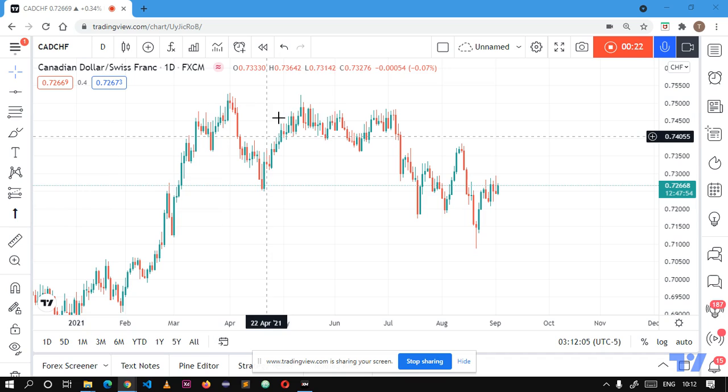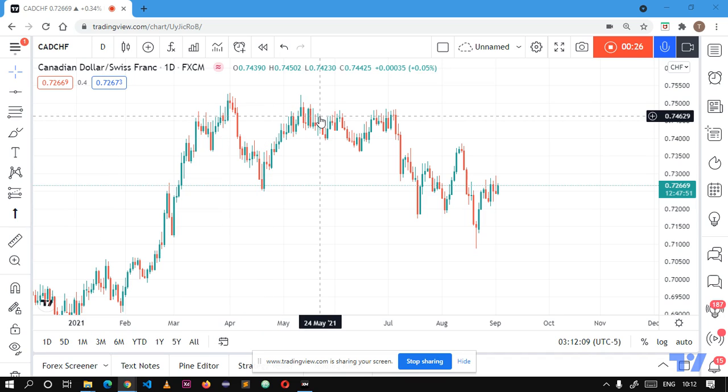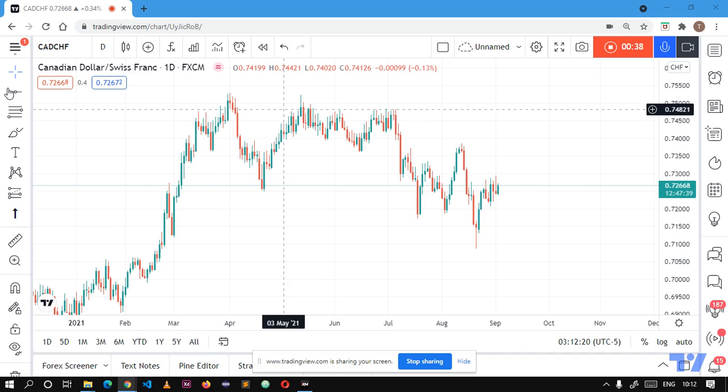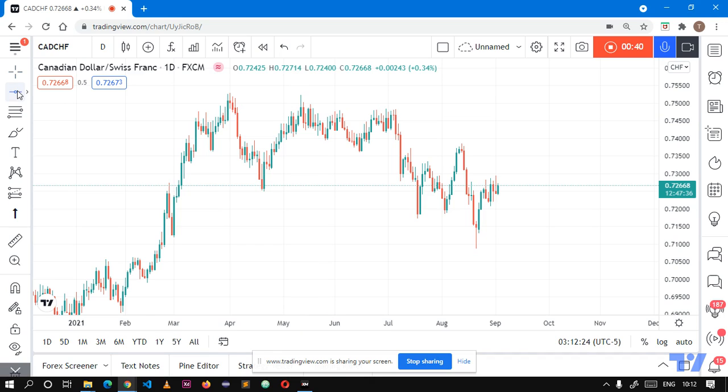Let me just continue. I'm going to be pointing out a couple of key areas that we should look out for. Obviously, they're going to be important when we are looking for support and resistance, and we're looking for potential take profits and stop losses. So let's go.